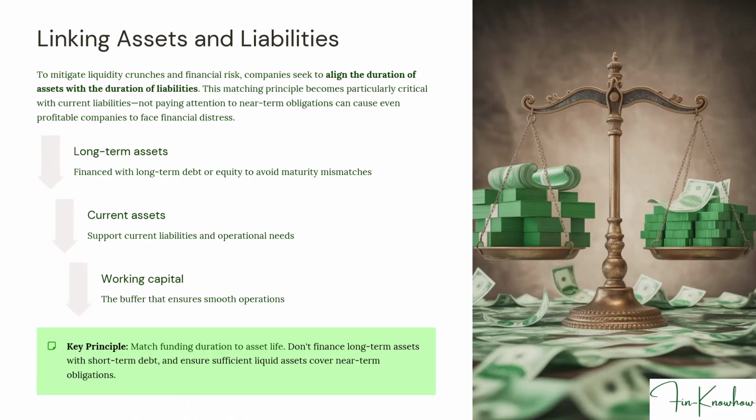So there is an aspirational goal that companies have to try and match the duration of assets with the duration of liabilities, meaning that if you have a liability that is due within 8 months, you want to make sure that there are enough current assets that can be converted to cash to cover that payment. And by the same logic, long-term assets should be financed with long-term debt or equity, because long-term assets generate cash flow over time. And so you need the time horizon on your financing side to be able to match the cash flow with the due dates of the liability.